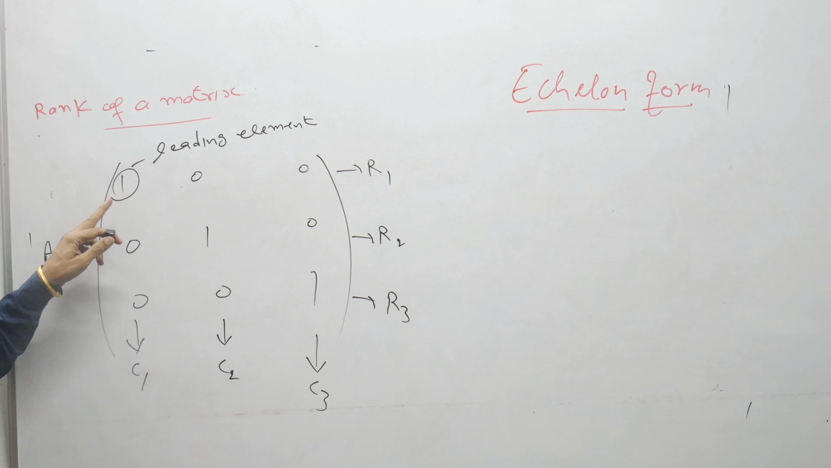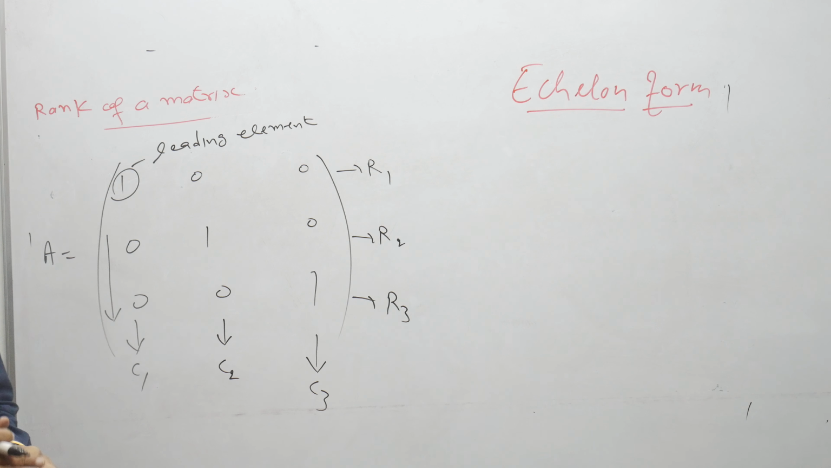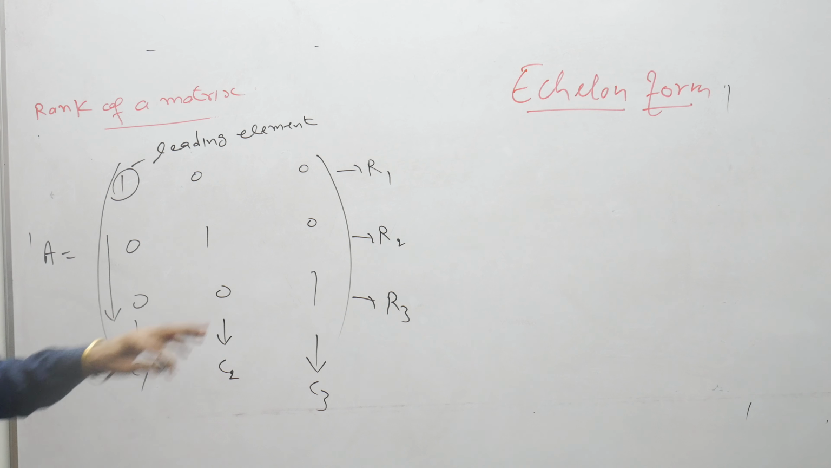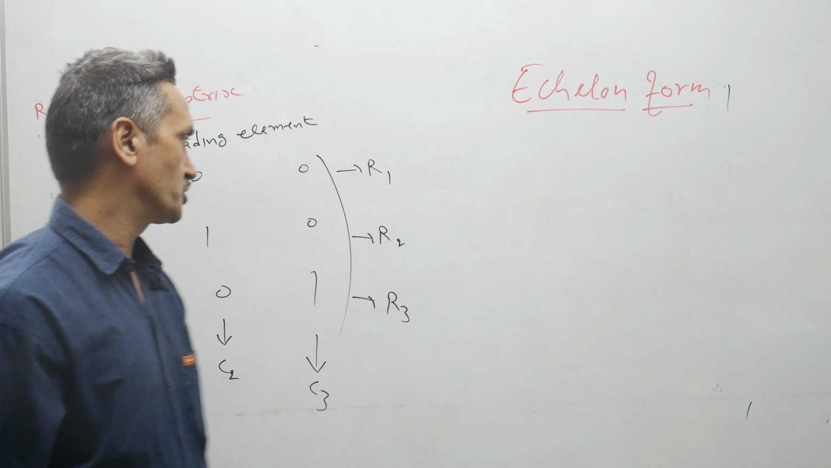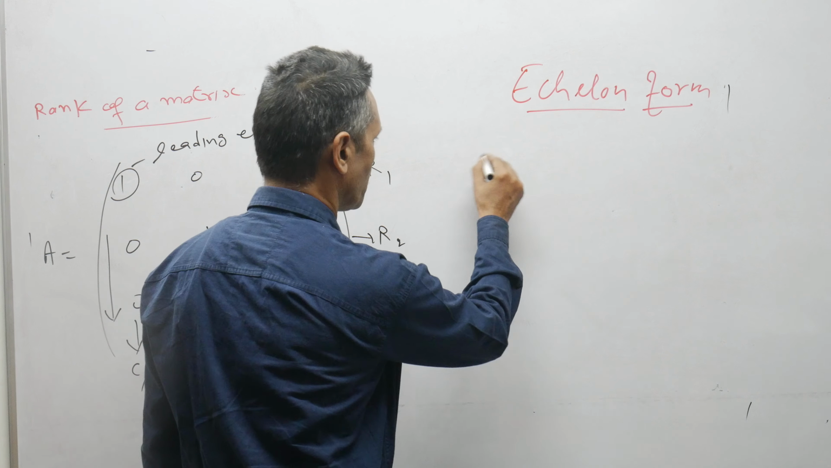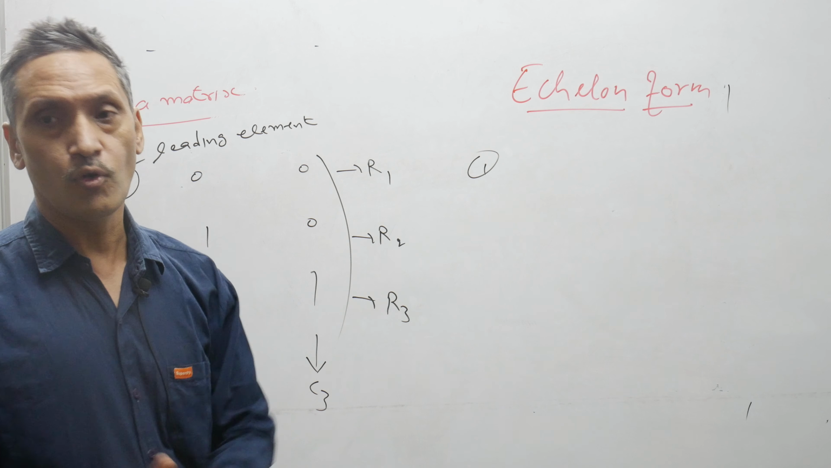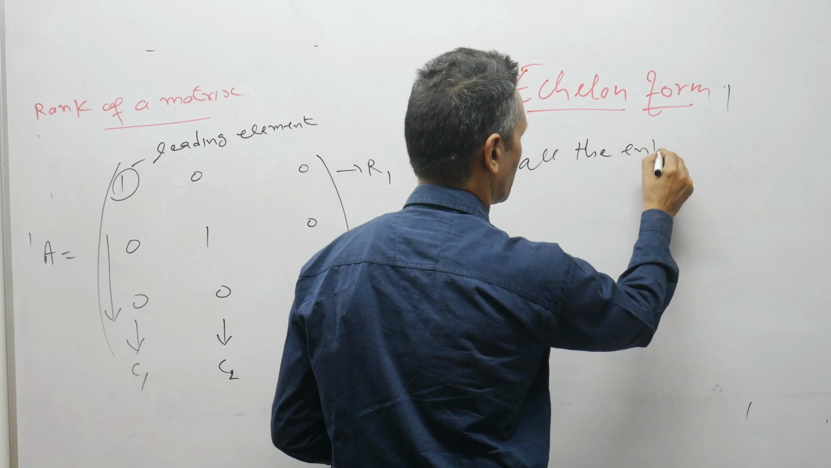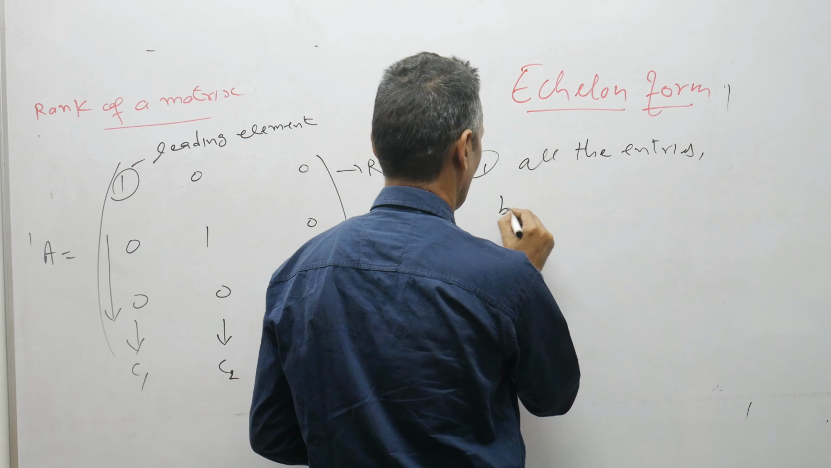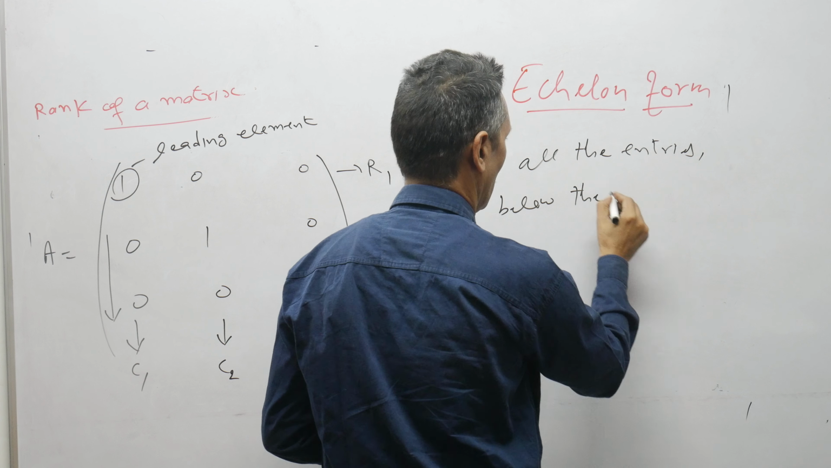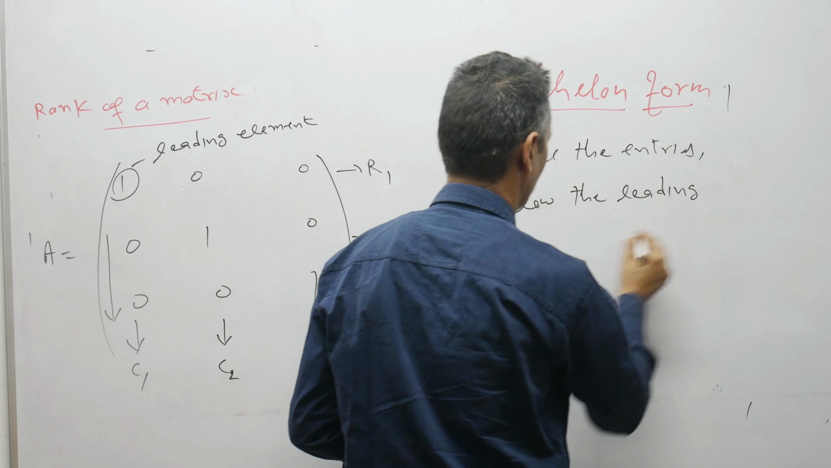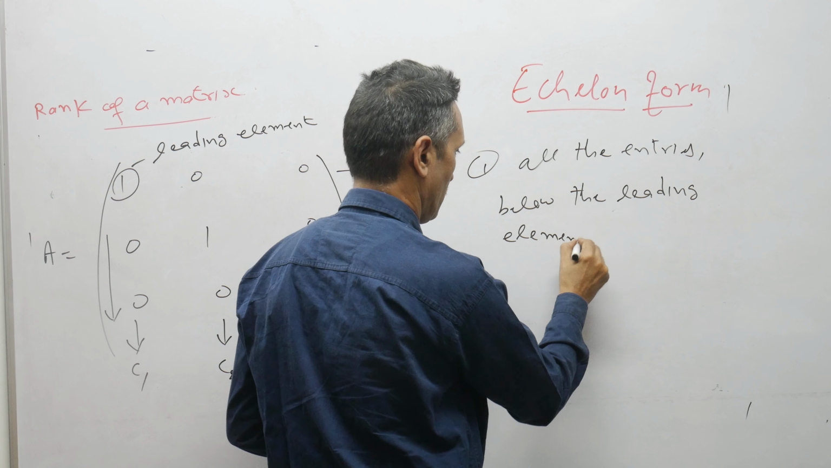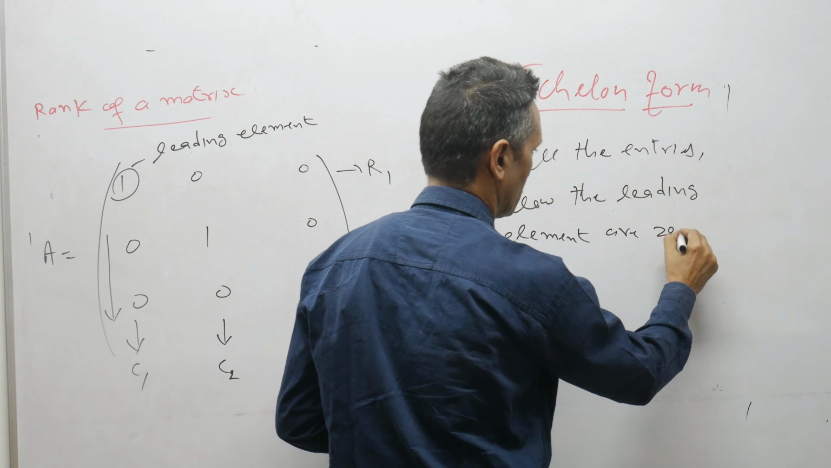Now you see below this leading element all the entries are zeros. So this is my first condition to define echelon form of a given matrix. So first condition for echelon form is: all the entries below the leading element are 0.